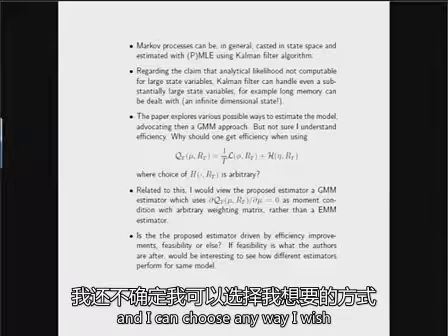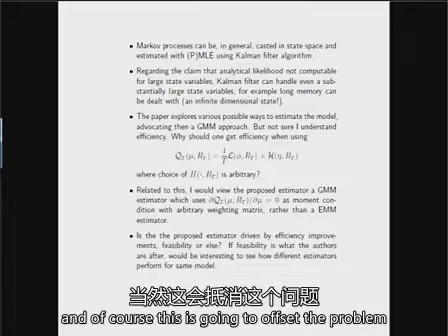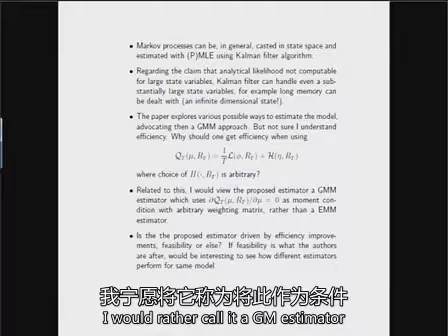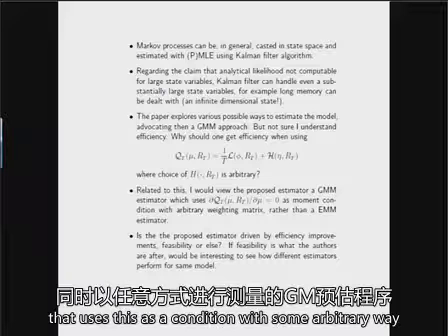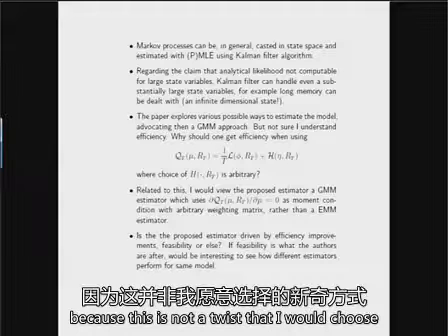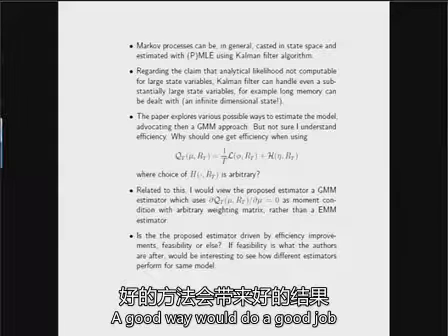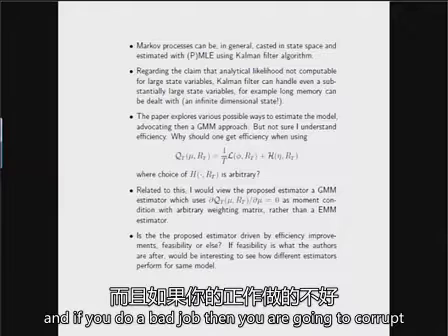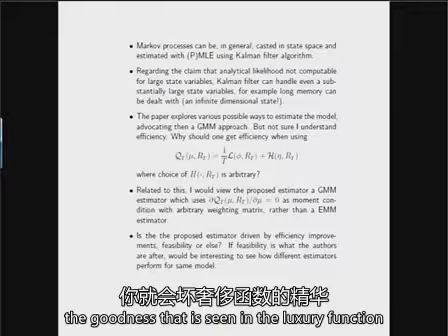I can choose H in any way I wish, and of course this is going to affect the properties of my estimator. So probably I'd rather call it a GMM estimator that uses this as a moment condition with some arbitrary weighting matrix, which doesn't need to be the Hessian. If you make a good choice of H, you might do a good job. If you make a bad choice of H, then you are going to perhaps corrupt the goodness that is seeded into the likelihood function.